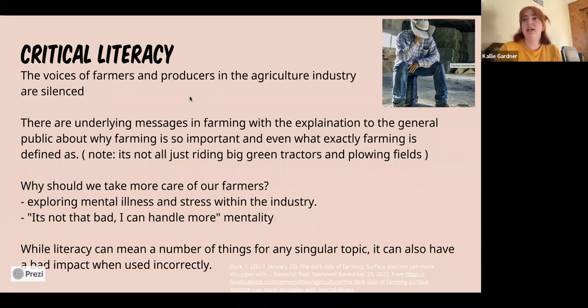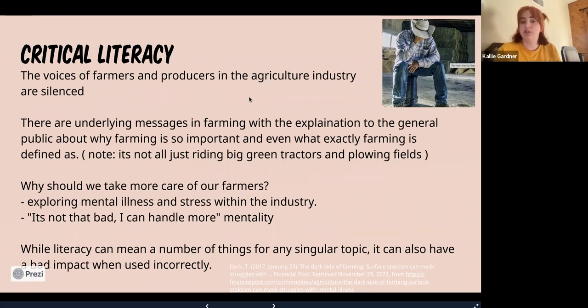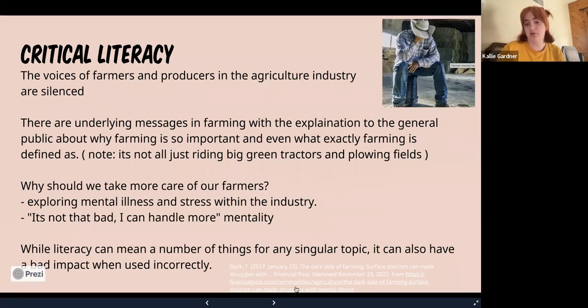It is the mentality of, it's not that bad, I can handle more. Unfortunately, that creates more of a problem. You think that you can handle more when really you're at the cusp of your mental state. Adding more will only add more weight to yourself. And that goes not just for farmers, but for everybody in general. And while literacy can mean a number of things for every singular topic, it can also have a bad impact when used incorrectly. And that will take us into our next topic of digital literacy.